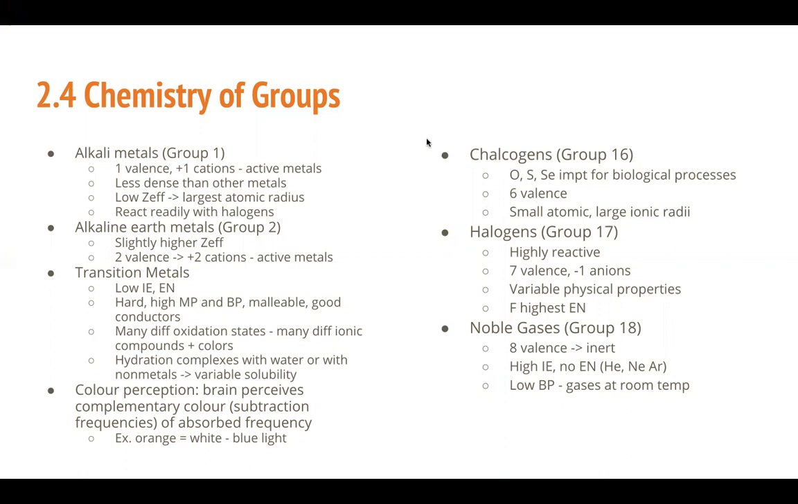Okay, and the rest of this is just a summary. One thing is that transition metals form hydration complexes with water. It's because transition metals can have multiple oxidation states. For example, manganese has manganese 2 plus, manganese 4 plus, manganese 5 plus, manganese 7 plus. And so these complex ions can form complexes with water and other nonmetals in liquid states. And so they have variable solubilities because of that.